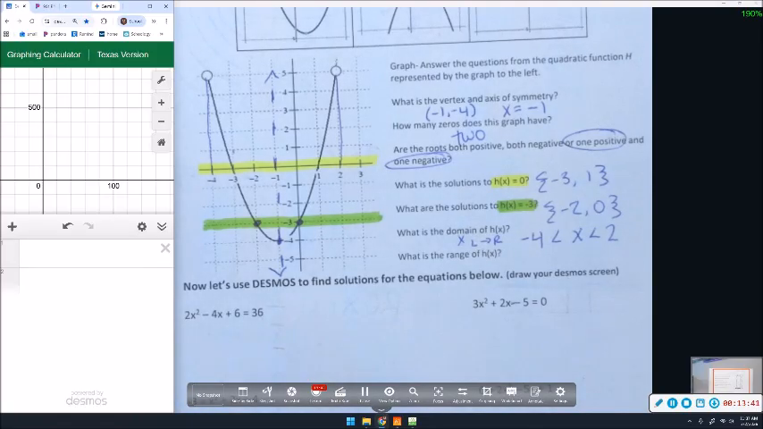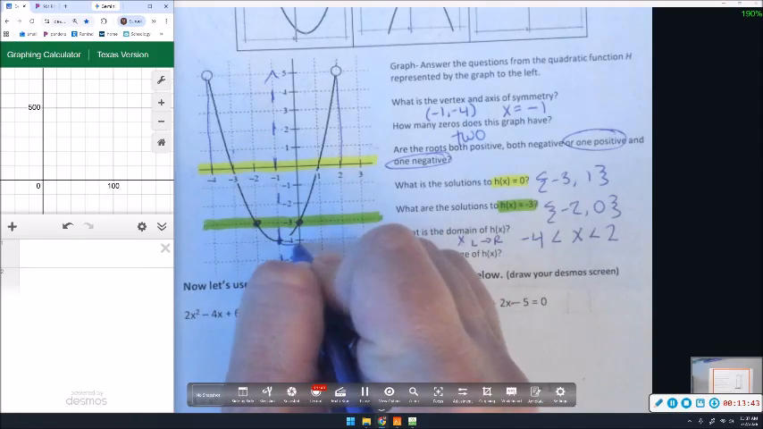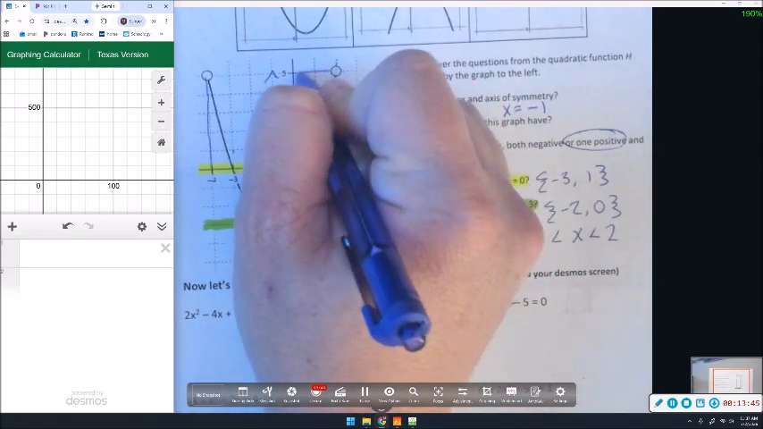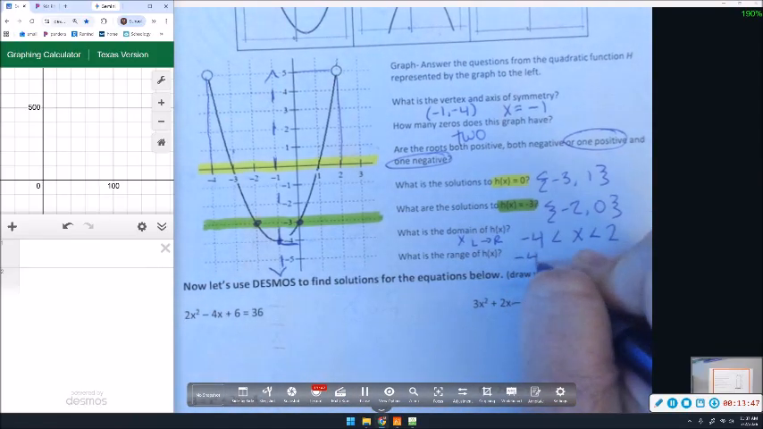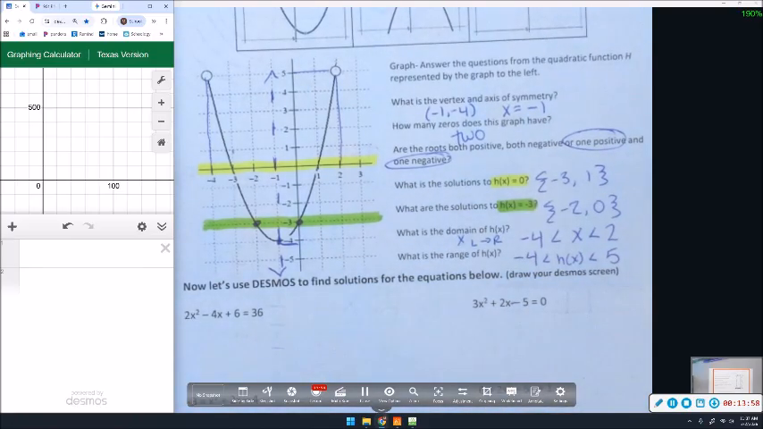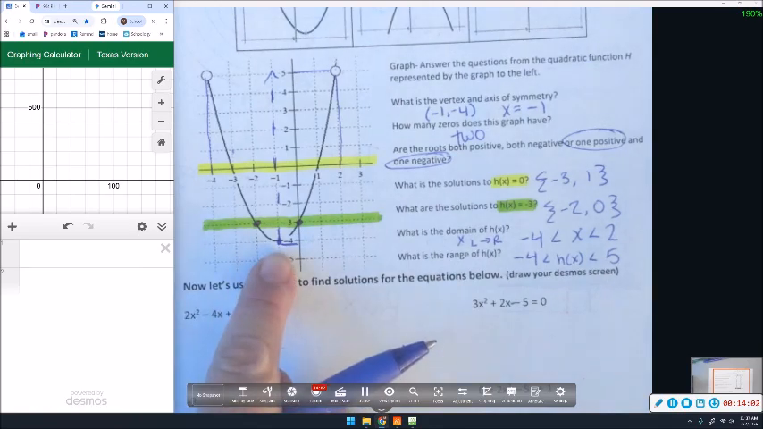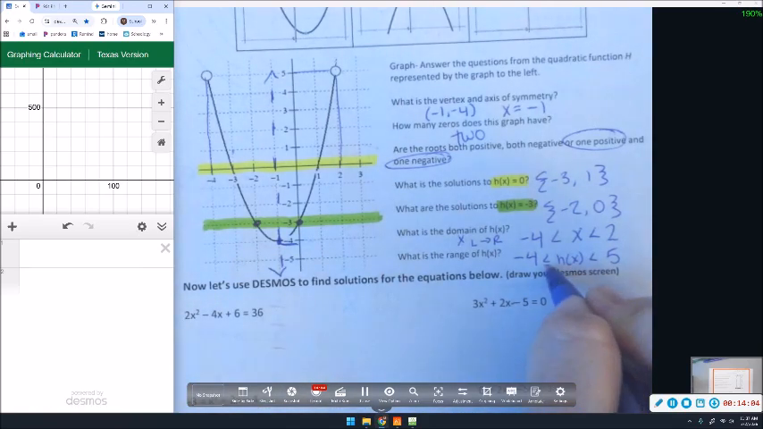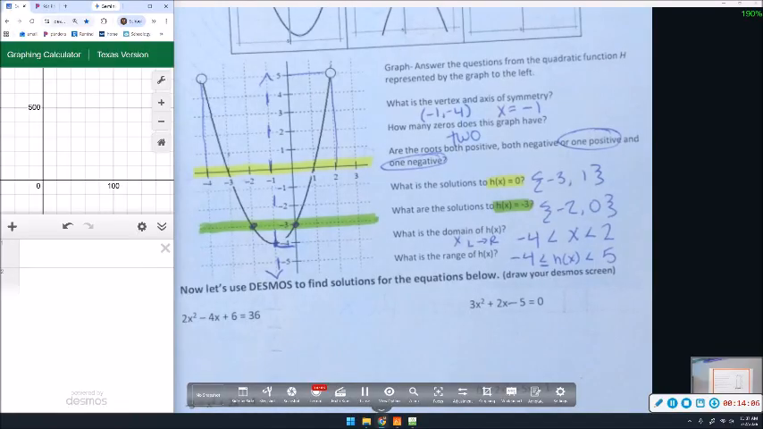Now my range is lowest, so -4, to my highest at 5. Now I could put a y in the middle, but could I also put an h of x? Yeah, because h of x just means y. Always use less than. Will either of those get an equal to? Is there an open dot at -4? No, so that one does get an equal to, but the 5 will not.